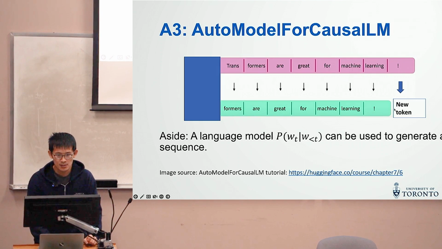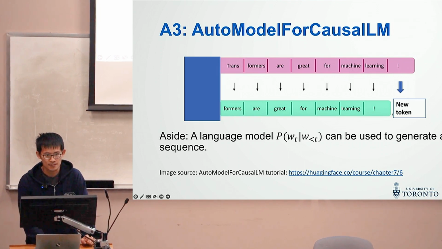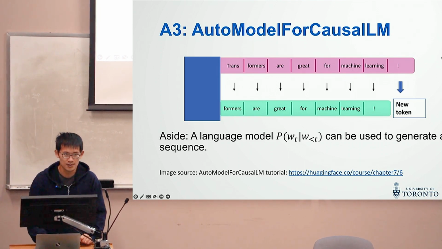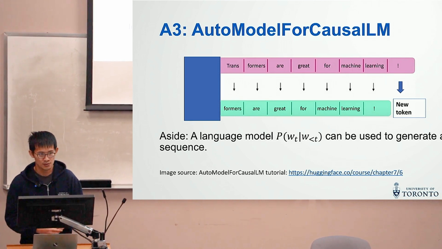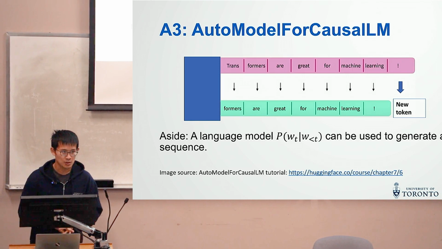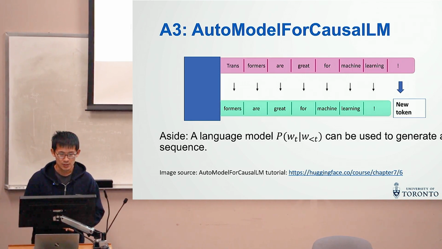If we concatenate this predicted new token onto the end of the input sequence, then we're able to predict the next token after the new token. This is the autoregressive prediction scheme. And by repeating this scheme, we're able to generate long sequences.